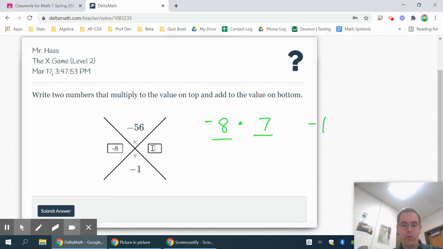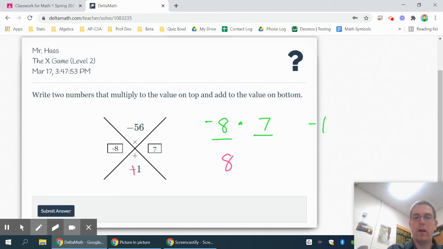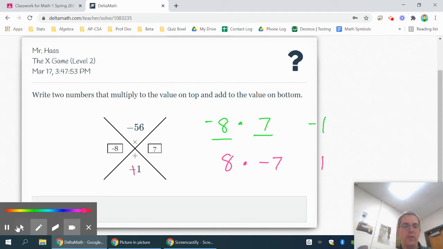Just to drive this home, though, if that would have been a positive 1 down at the bottom, then if I would have made my bigger number positive, a positive 8 times a negative 7 will be equal to positive 1. So that gives you an idea on how to do these. We'll try another one.